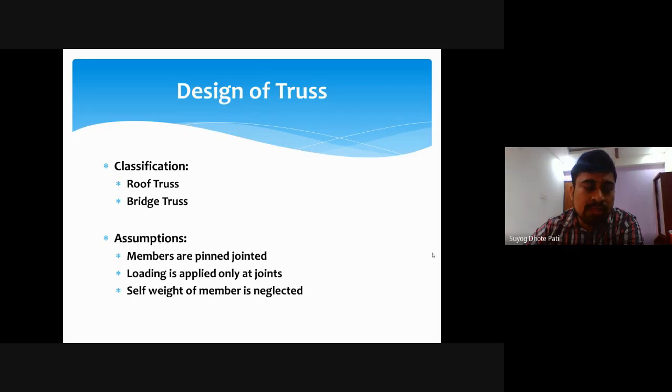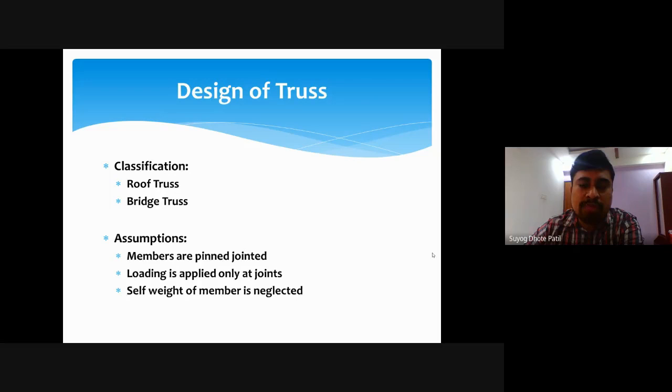There are some basic assumptions in the analysis of a truss. There are three basic assumptions. First, members are pin jointed: all the members connected in the truss are considered to be pin jointed. Second, loading is applied only at joints. No loading is allowed at the center or anywhere else in a member. Loading is applied at the joints only.